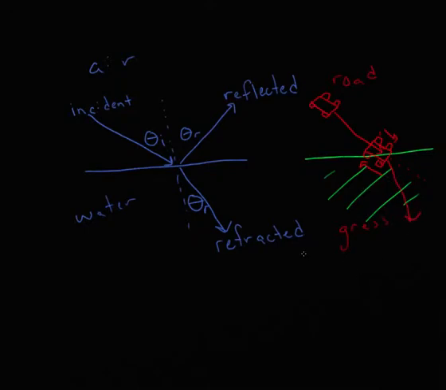Light is doing the same thing. Since the light, as it's coming in, is going to slow down when it hits the water, it actually turns in closer to the normal, such that our original incident ray is bigger than our refracted ray. Okay, so you can make predictions like that.